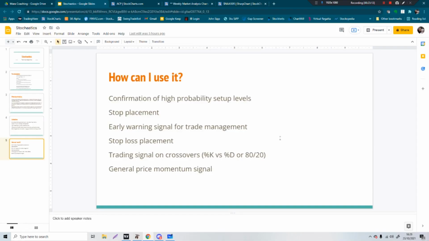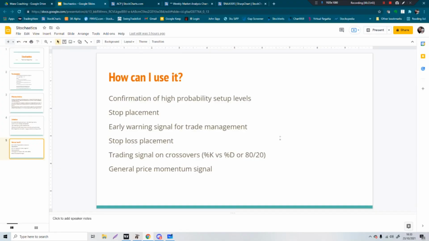So what's the best way to use it in your trading? I've covered a few. It can give you a confirmation of high probability setup. So if you're looking at a breakout trade, on a quick glance down at your stochastic, if it has crossed over and it's heading up the way, high probability. If it's crossed over and it's going down the way, less of a probability. You can use it for stop placement. I use it for that, but on a smaller time frame, obviously.